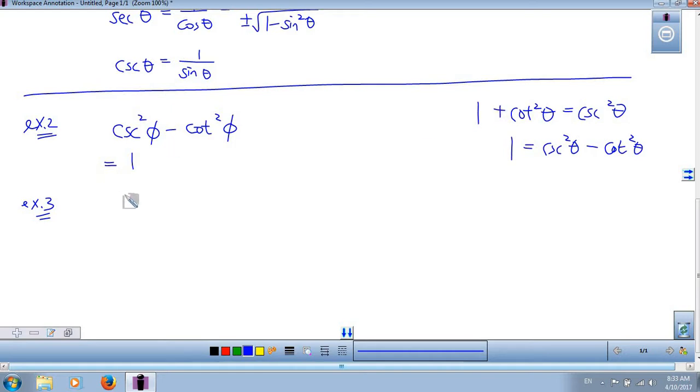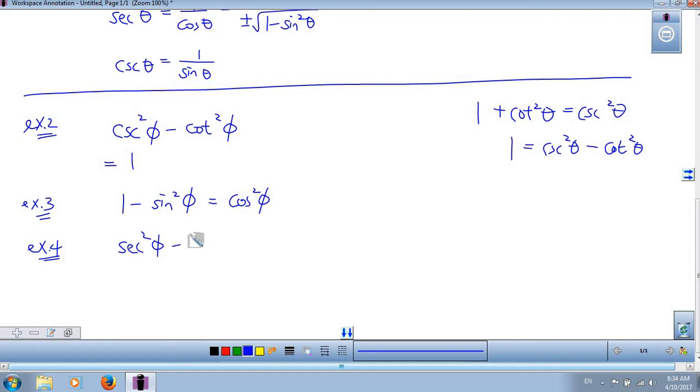For example, another one, 1 minus sine square phi, as we have talked about already, because sine square phi plus cosine square phi is equal to 1. So 1 minus sine square phi is equal to cosine square phi. Again, this is a variation of the Pythagorean identity. So don't forget, there are different variations of Pythagorean identity. Let me show you another one.